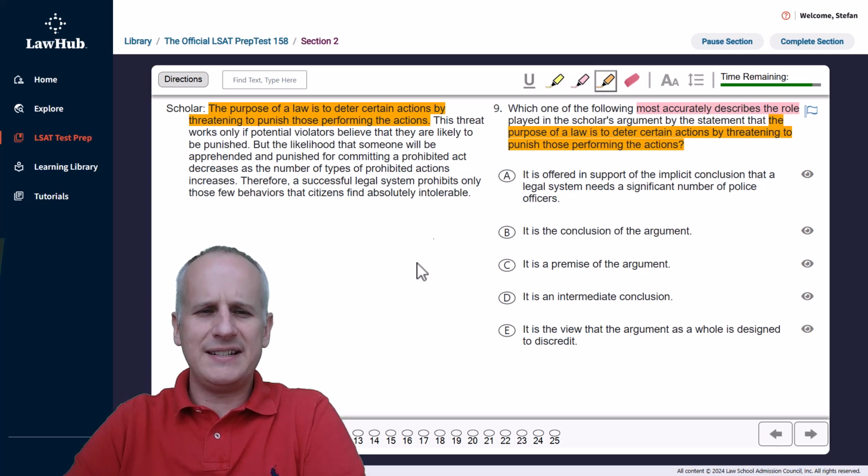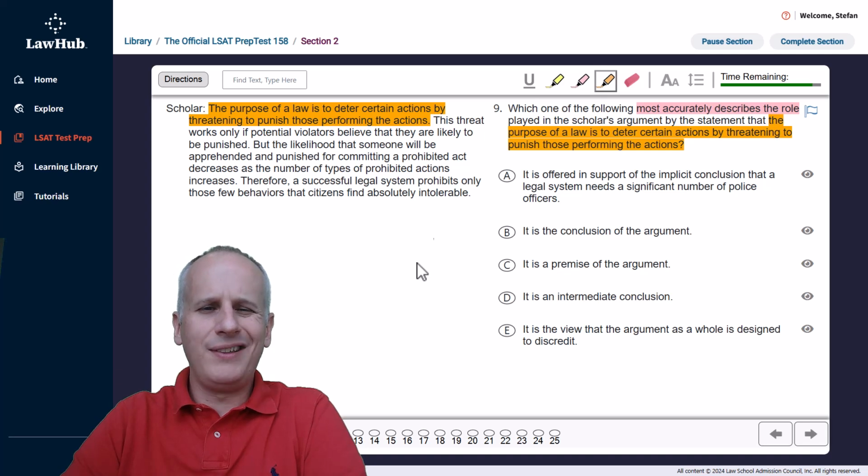So then, this threat works only if potential violators believe that they are likely to be punished. Okay, that's just a fact. It's stating that this purpose only works if the violators are fearful of that punishment in some fashion. And it kind of indicates to me at this point that the orange is probably not our conclusion because we're building one fact off of another.